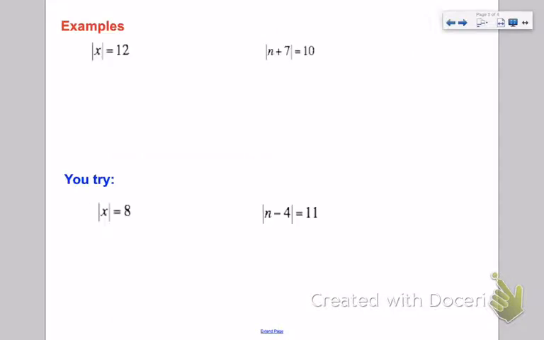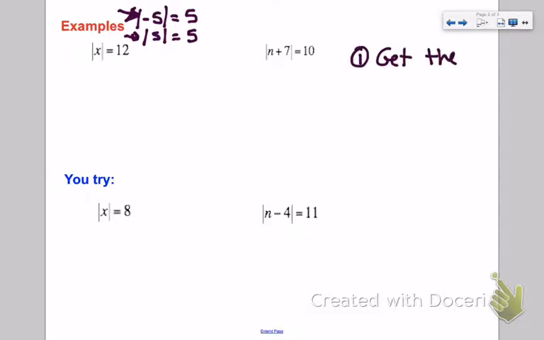So if we move on to our next slide, we're going to look at examples of absolute value equations. What we talked about was that in the first example, the absolute value of -5 was equal to 5, but the absolute value of +5 is equal to 5. So that means when we do absolute value equations, there's a possibility of having two solutions. Just like this, we put in two different numbers and still got the same result. So the first step in solving absolute value equations is to get the absolute value bars alone.